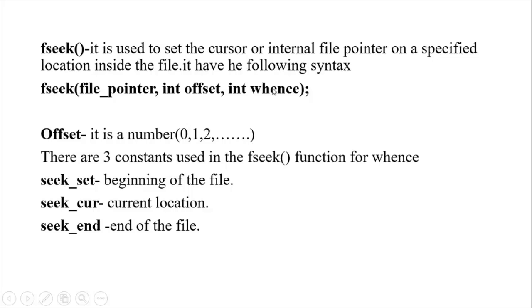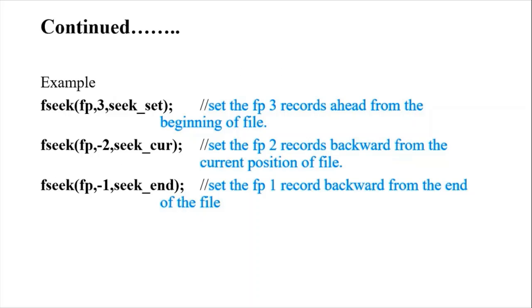From that position, we can move the file pointer either forward or backward. That is the meaning of fseek. Let me give an example for this fseek. For example, fseek of fp comma 3 comma SEEK_SET means set the file pointer 3 records ahead, forward, because here the integer offset value is positive.